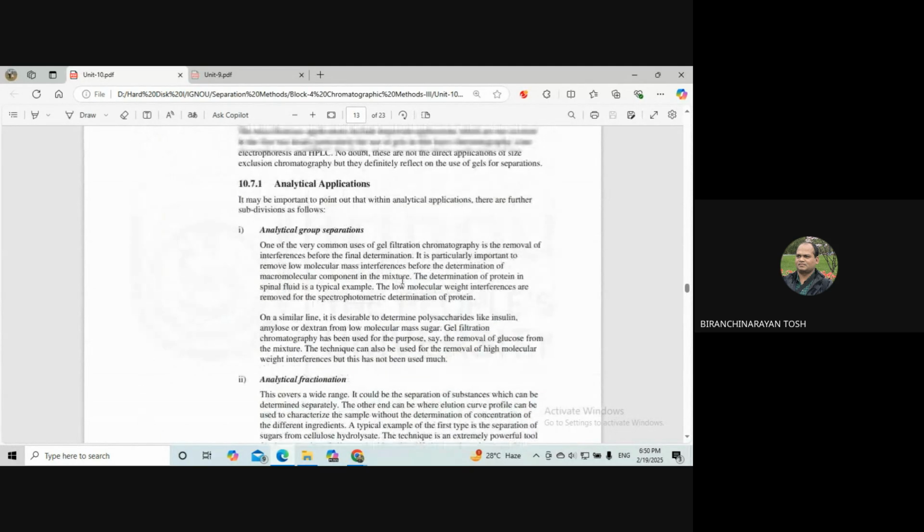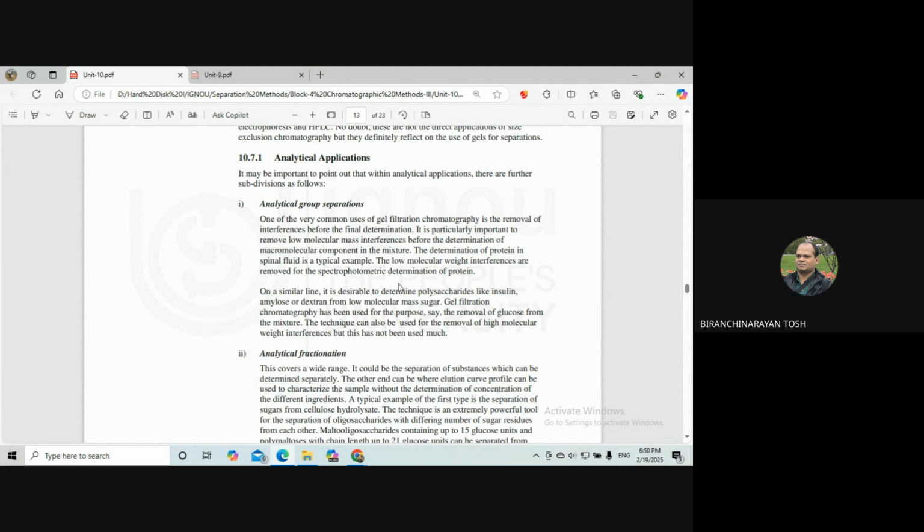So in group separation, one of the very common uses of gel filtration chromatography is the removal of interference before the final determination. It is particularly important to remove low molecular mass interference before the determination of macromolecular components in a mixture. The determination of proteins in spinal fluid is a typical example. The low molecular weight interferences are removed from the spectrophotometric determination of protein.